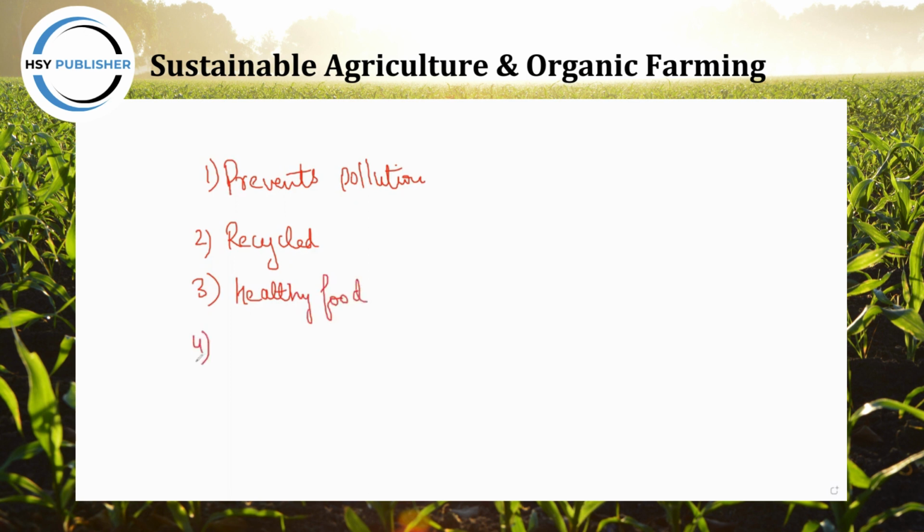The next advantage is that organic farming maintains soil health, because we are not using any chemical or toxic substance, so the soil remains healthy. So this was all about sustainable agriculture and organic farming. I hope you all have understood these two topics.